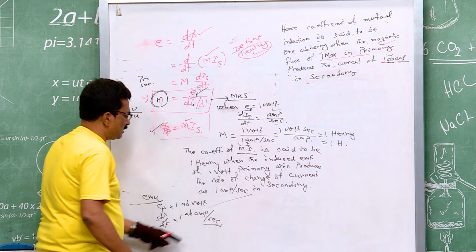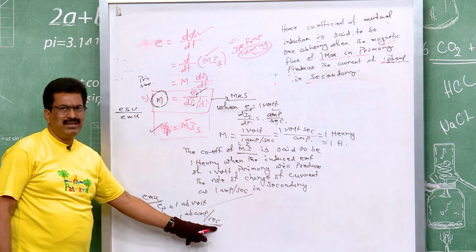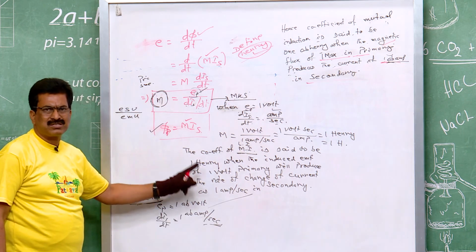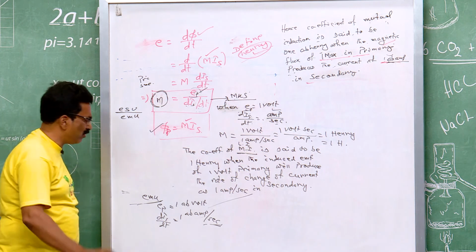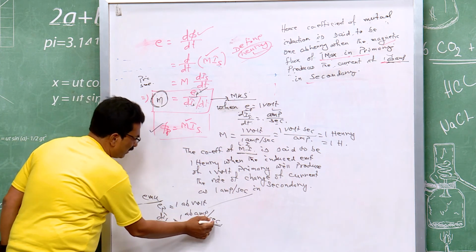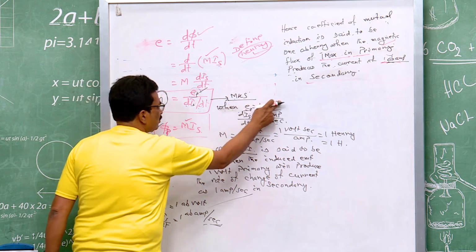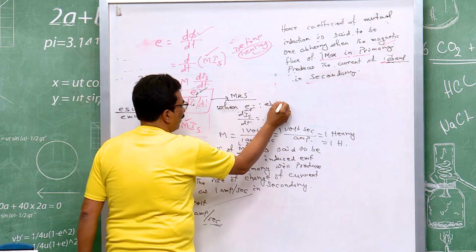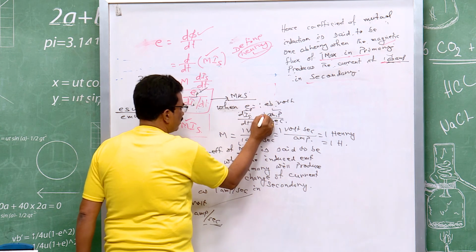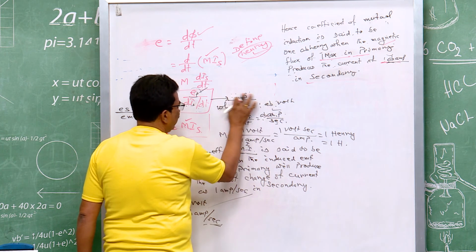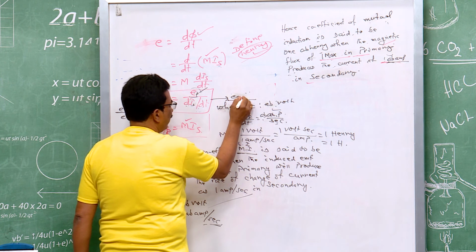Sir, the question is, sir, why is it not abampere second? The time is always in M case or CGS, there is no variation. So that is abampere by second. So if we put the values here, E is equal to 1 abvolt, this is equal to 1 abampere by second. So this M case will be the EMU.